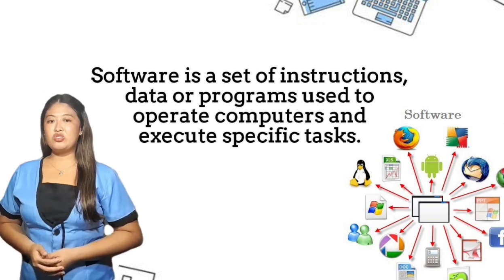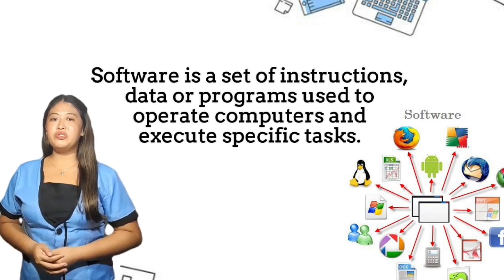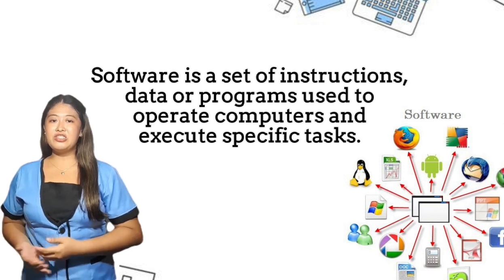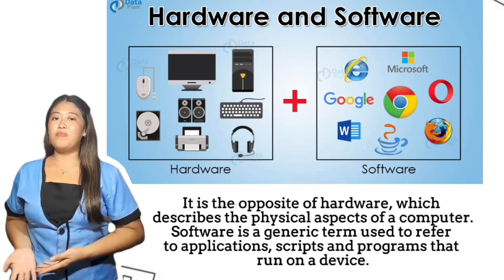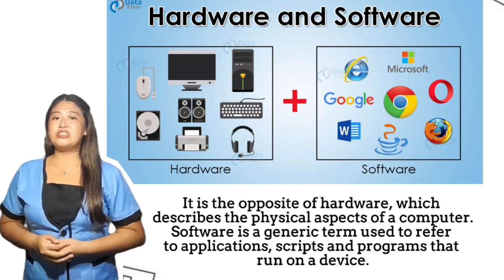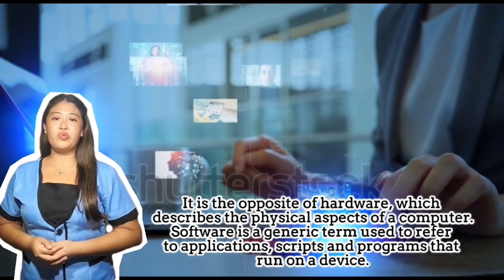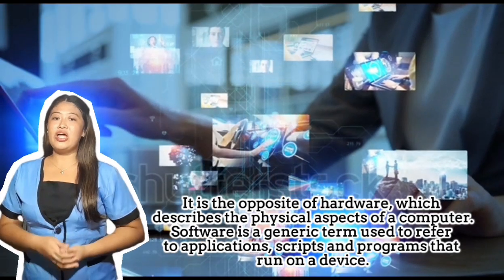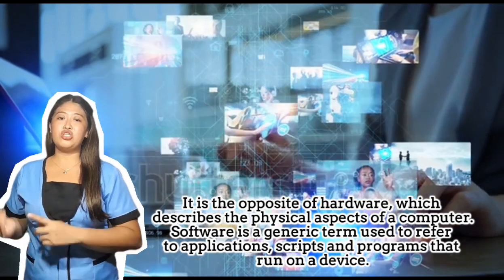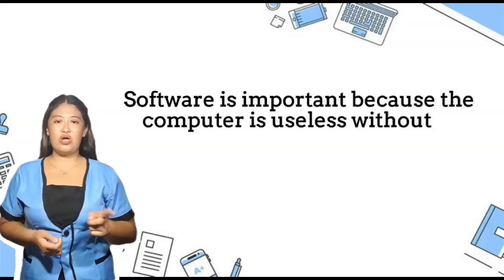Software is a set of instructions, data, or programs used to operate computers and execute specific tasks. It is the opposite of hardware, which describes the physical aspects of the computer. So software is a generic term used to refer to applications, scripts, and programs that run on a device. In using the computer, software is being used. There are software for entertainment, businesses, and also for education and instruction.